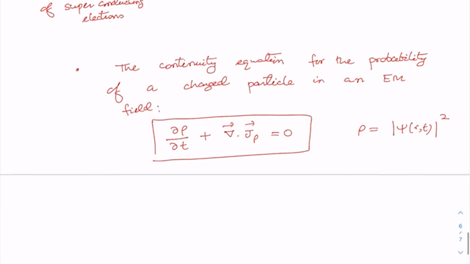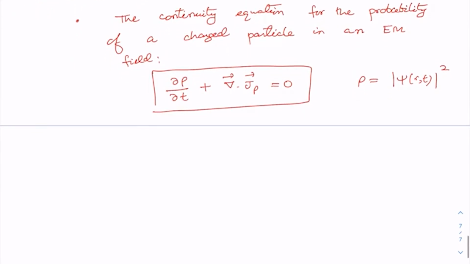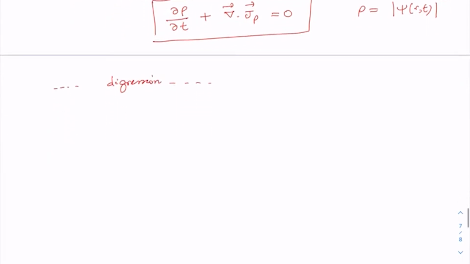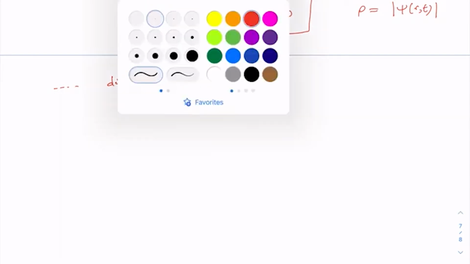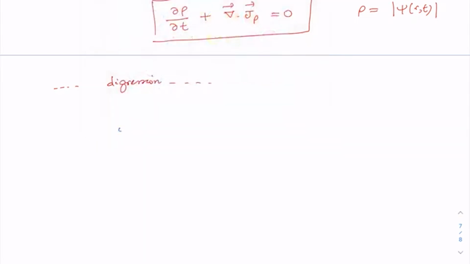I think it would be useful to digress a little bit here, and let me remind you about the continuity equation, because if you remember, that can be worked out using the so-called Schrodinger equation. Just let us remind ourselves. We know how we start. We start with this Schrodinger equation.